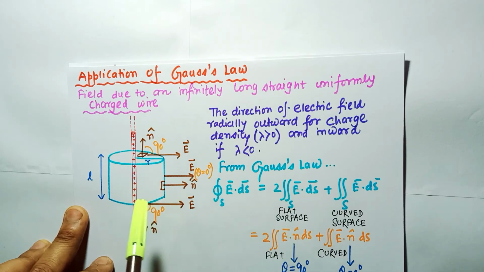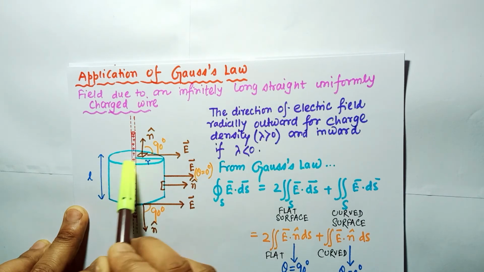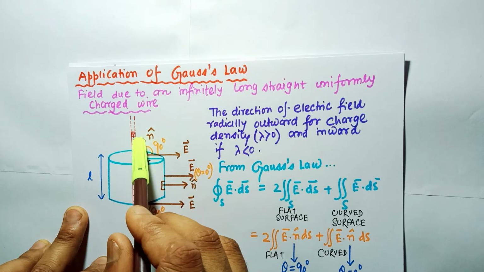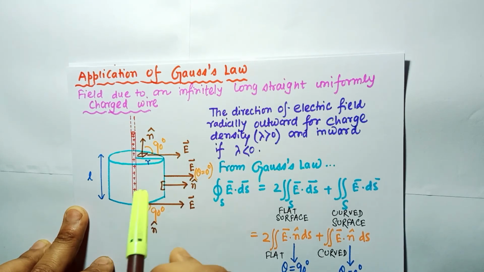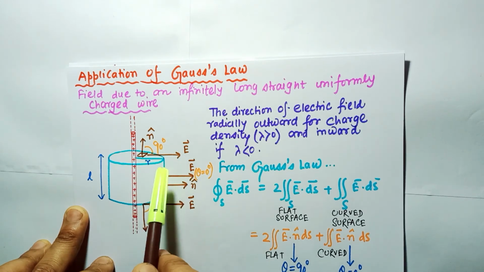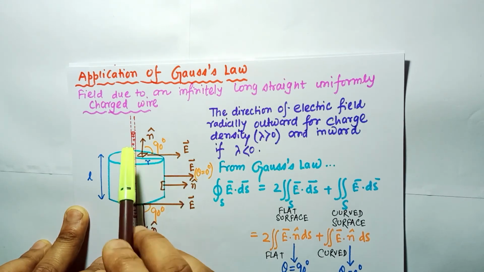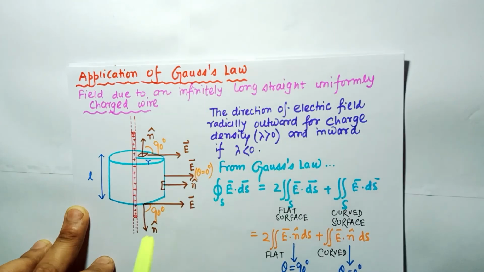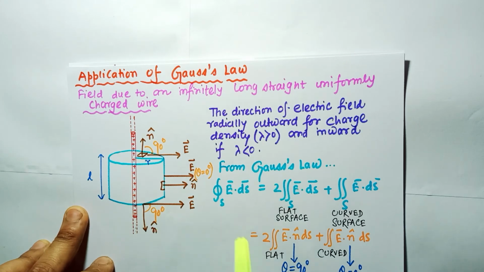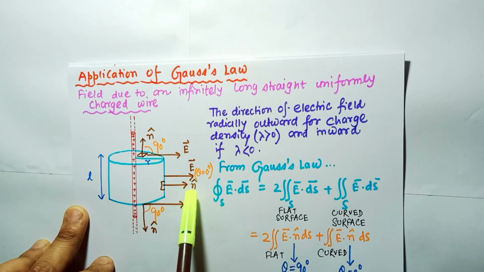I take the wire as the axis of a cylinder of length L. I put the wire on the imaginary axis of the cylinder of radius r. We are trying to calculate the electric field at a distance r from this infinitely long straight wire. This is the length L of the cylinder, and for the curved surface, the angle between the electric field and the normal to the surface is theta equal to 0 degrees.